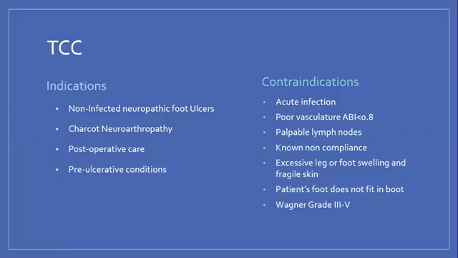Total contact cast is indicated for non-infected neuropathic foot ulcers, Charcot neuroarthropathy, postoperative care, as well as preulcerative conditions. A total contact cast is contraindicated if a patient has an acute infection, if they have poor vascular status with an ABI of less than 0.8, palpable lymph nodes, known non-compliance, excessive leg or foot swelling and fragile skin, if the patient's foot does not fit into the cast or boot, and if they have a Wagner grade 3 or 4 ulcer. You should not use a total contact cast.